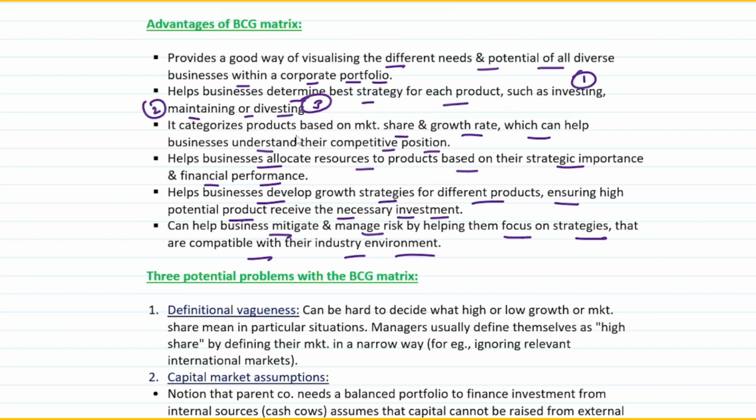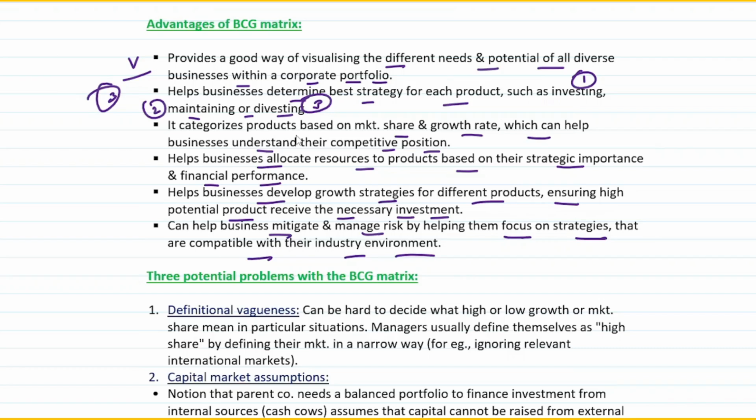So how do I remember this? First of all, it gives you a good visualization technique to know the various potential that all the diverse businesses have in a corporate portfolio. Secondly, it talks about three things: investing, maintaining or divesting. It helps you determine the best strategy for each product in terms of investing, maintaining or divesting. The third one talks about high growth and high market share.